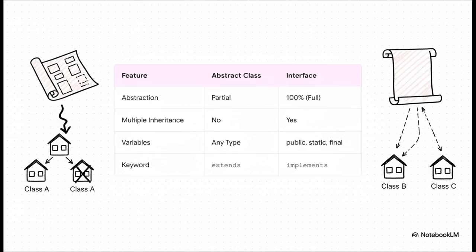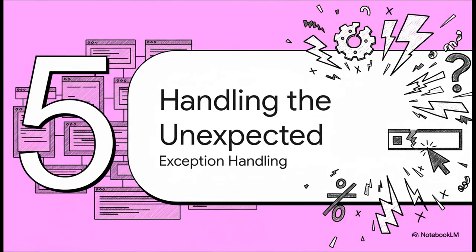But here's the real game changer. A class can only inherit from one abstract class, but it can implement many interfaces at once. This is how Java gets a lot of the power of multiple inheritance, but in a much safer, more organized way. Okay, we've built our software.